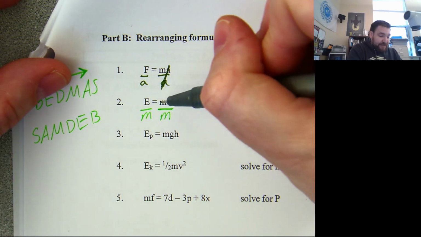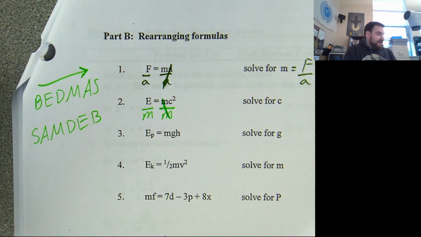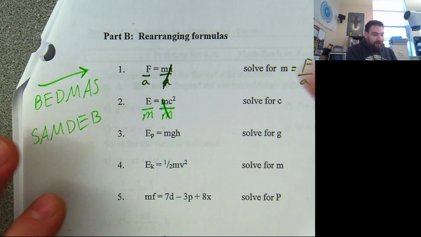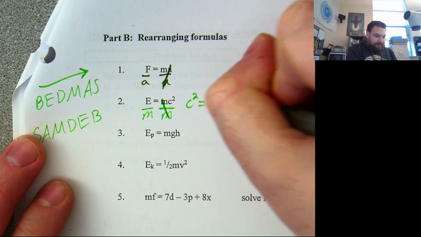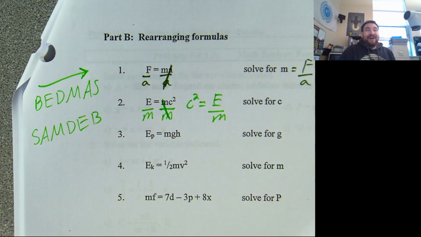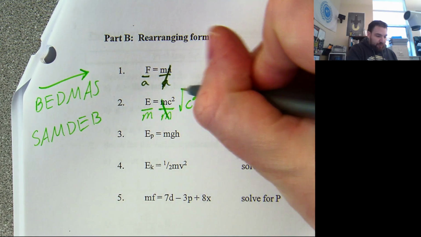So dividing both sides by M is going to give me that C squared is going to equal E over M. Now, I don't want C squared, I just want C. So what's the opposite of squaring something? Square rooting something. So we're going to square root both sides.